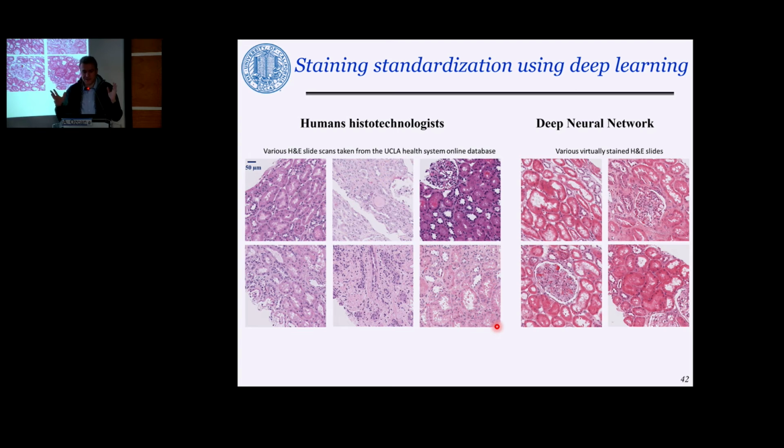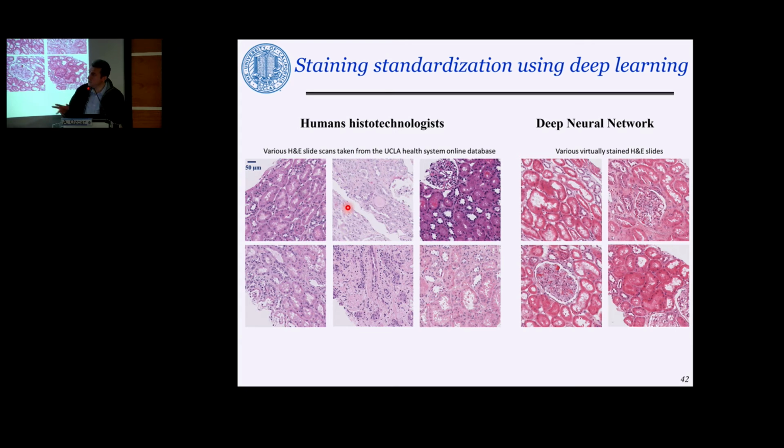But there are so many advantages of virtual staining. It's not just matching histochemical staining. It's not performance-wise matching. It's surpassing it from various different points of view. First, we standardize staining quality. Look at, for example, this panel here. These are tissue sections coming from UCLA Health, all stained with H&E.